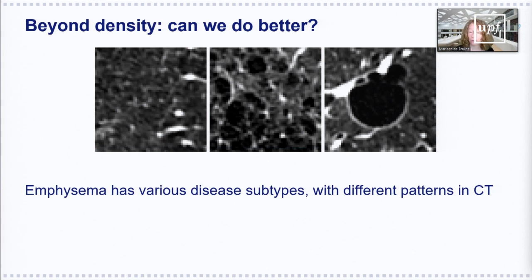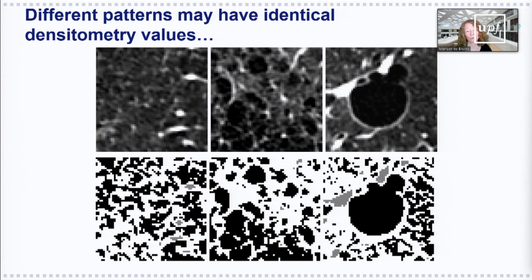However, we know that there are different patterns of emphysema. You see a couple of examples here on this slide, and we can't distinguish them with simple densitometry, just looking at the Hounsfield unit, at the CT numbers of these images. Here you see 3 different CT patterns, and they would all have identical densitometry values if you just look at the relative area below the threshold. So we want to do better than that.